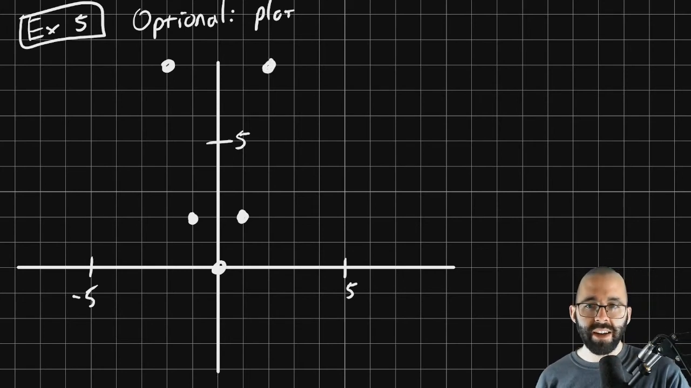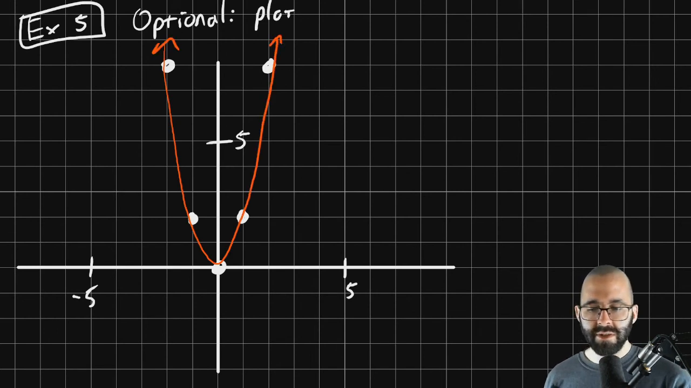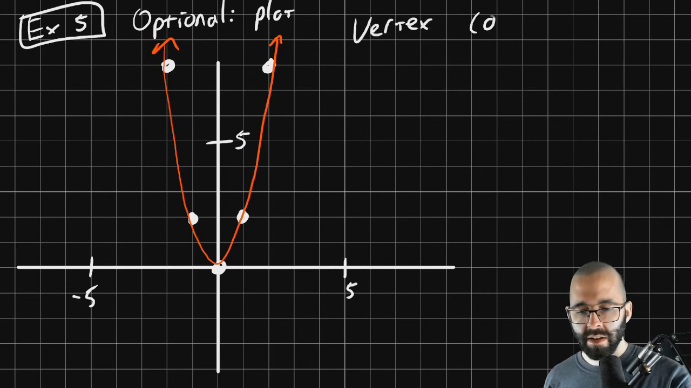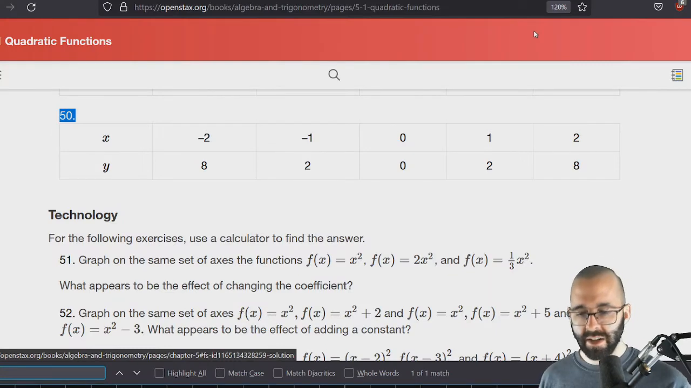So if we plot it, that actually kind of answers almost everything for us. This tells us exactly what this graph looks like, right? We could just connect the dots. The vertex is at 0, 0. Nice. What else do we need to do?